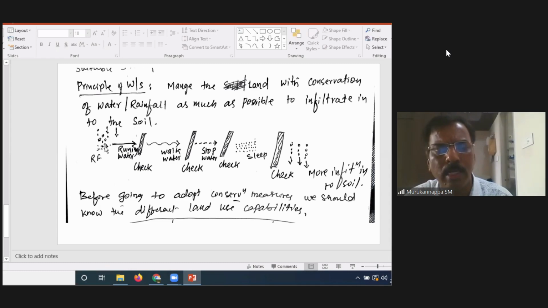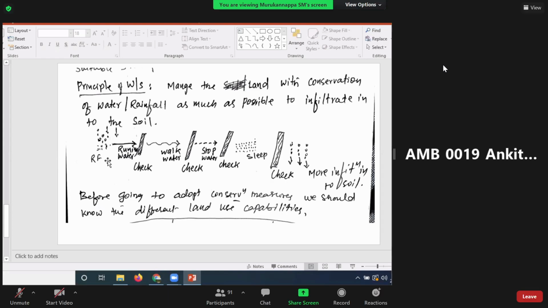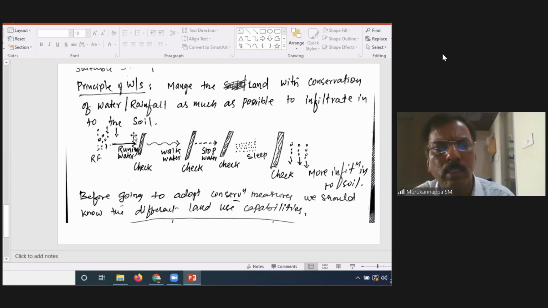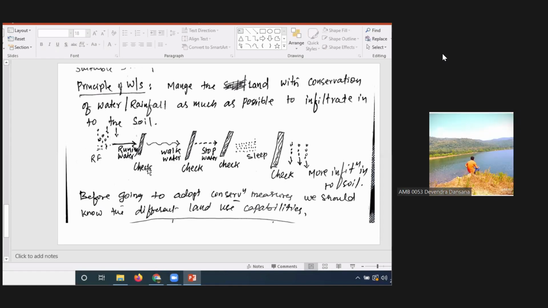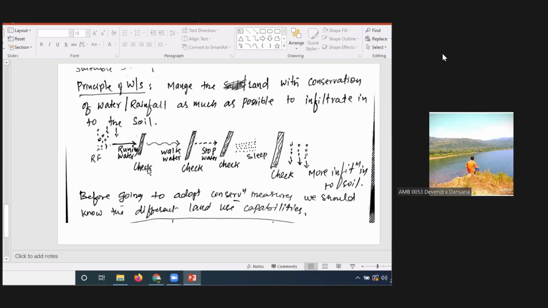If it is more rainfall intensity, what happens? Anyone? Runoff is high, sir. Runoff rate, sir. Because during that time, if the rainfall intensity is higher than the infiltration rate, the runoff starts. If runoff starts, what immediate action is needed? I have given the cursor here. What is that? Check. What is that check? Check is to stop the erosion and to stop the running water.